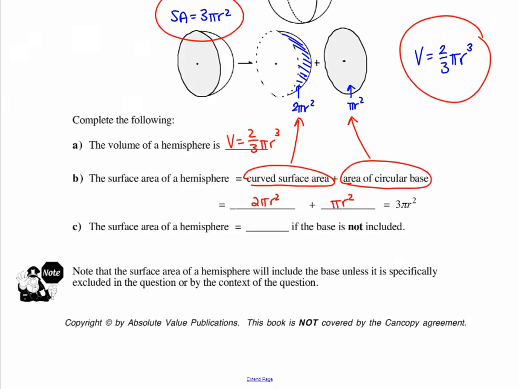If the base is not included, what would be the surface area of the hemisphere? We do not include that extra base of a circle. Yeah, 2 pi r squared. It would just be half of the sphere. So we would use that as an example. Say I had an ice cream cone, right? We don't need the base. We just need the ice cream part, the top exposed surface. Okay, so let's go through some examples.